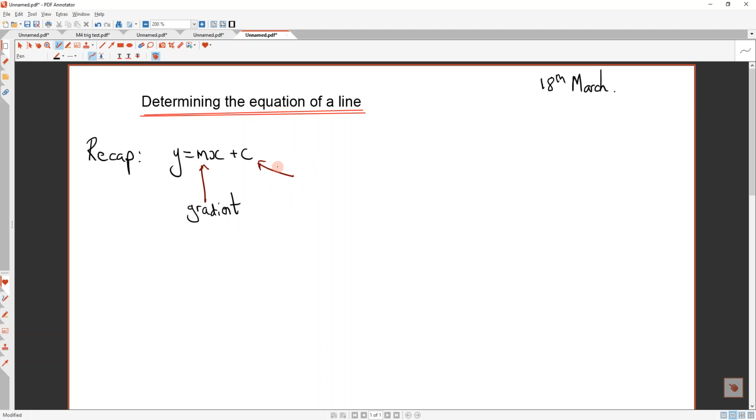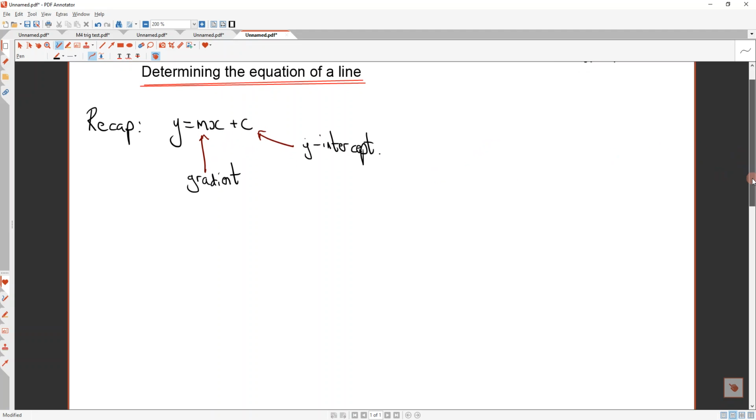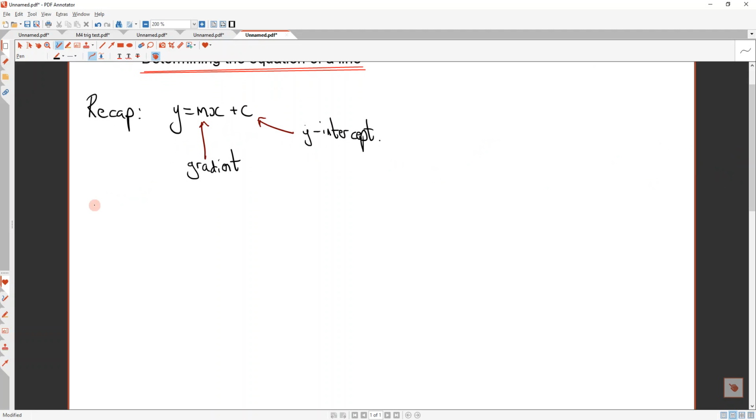What does c represent? Brandon? The intercept. What intercept? Okay, c is the y-intercept. So c is the value that the line goes through on the y-axis. Okay, good. So, particular types of questions.